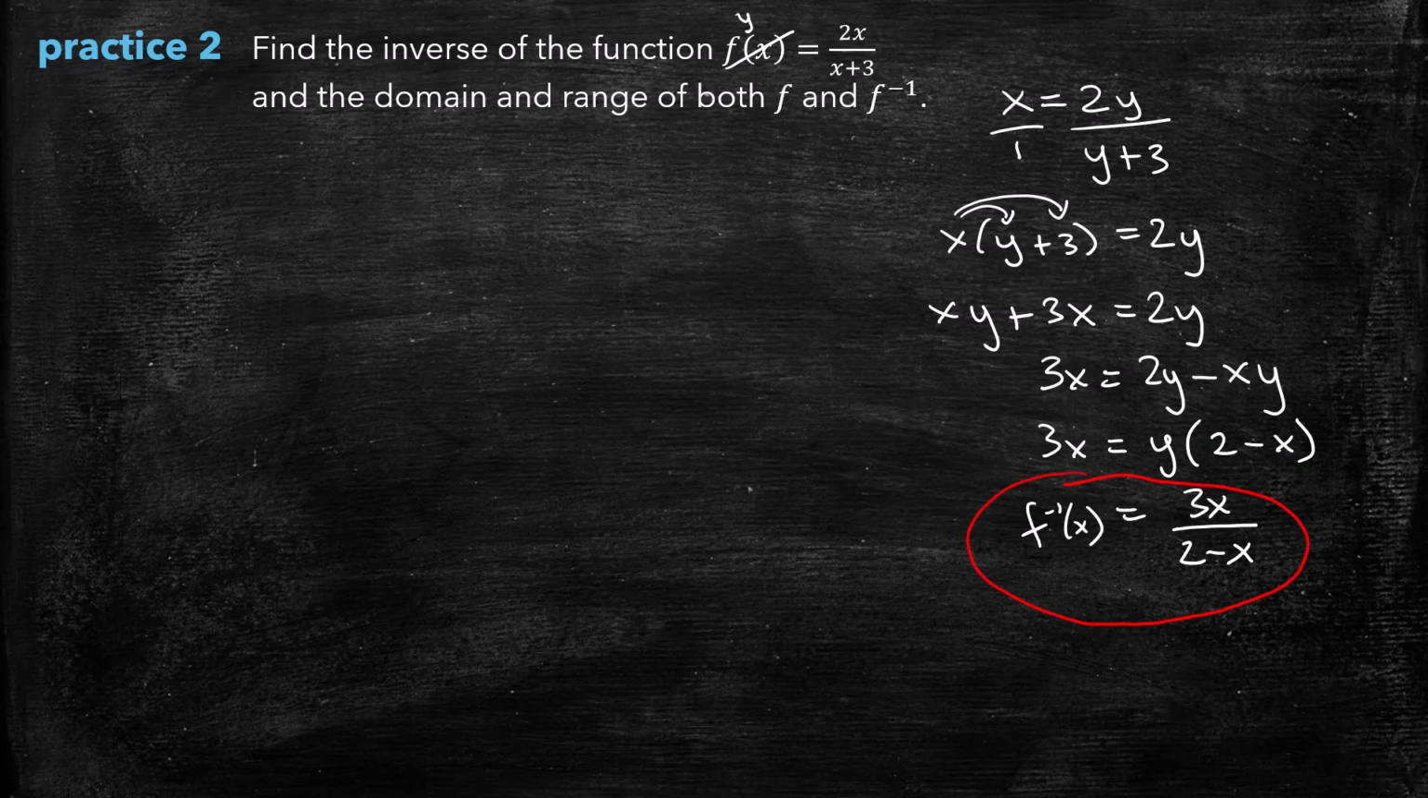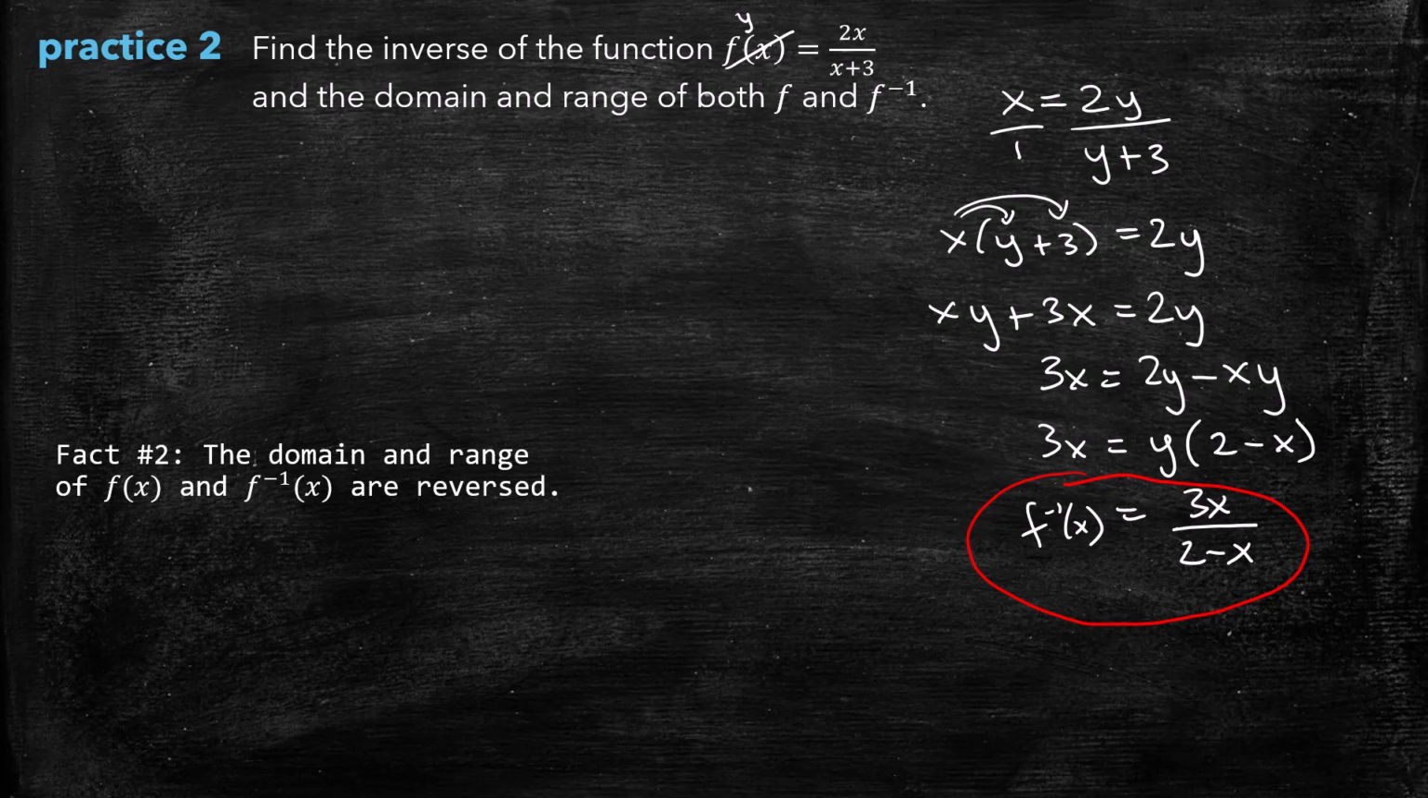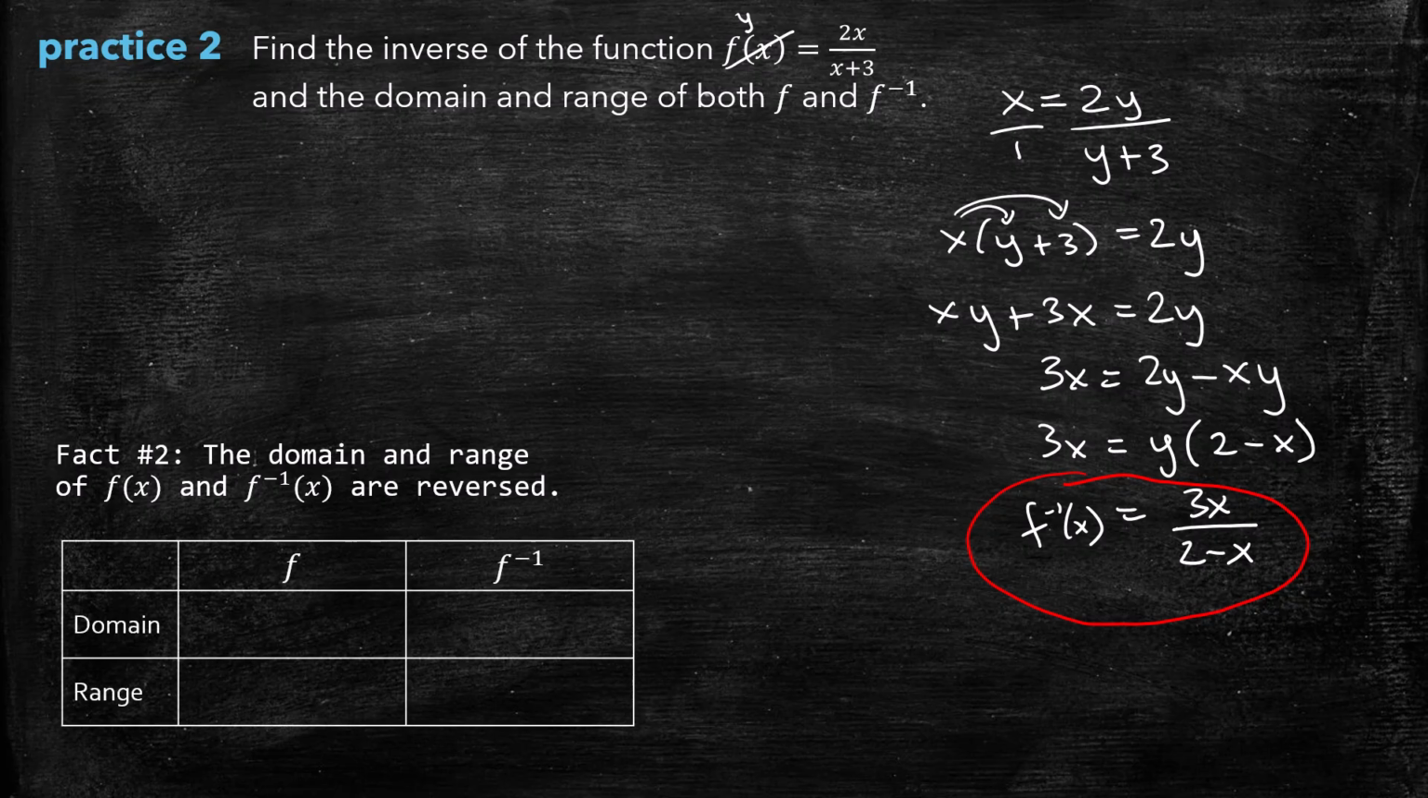Now, in terms of finding the domain and range, we really have to remember a very important fact. The domain and range of a function and its inverse are reversed. And that's going to help us here because, all right, let me call up this table. It's going to help us here because if we think about, and I think I'll use different colors here. Okay, let's go to the original function.